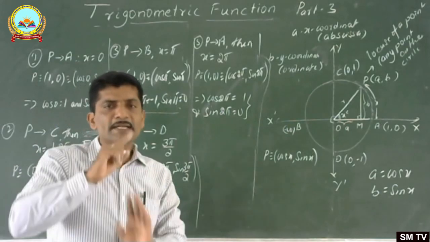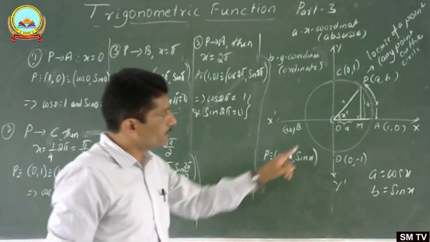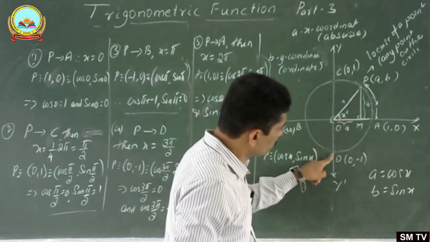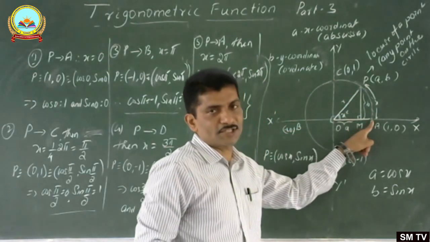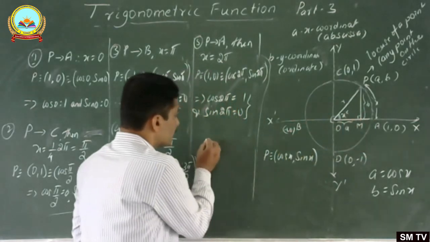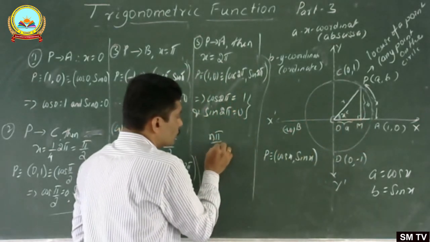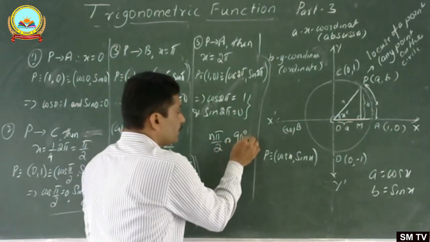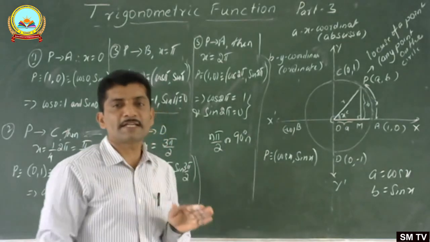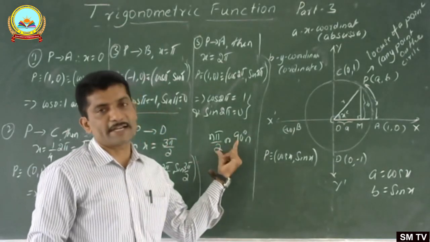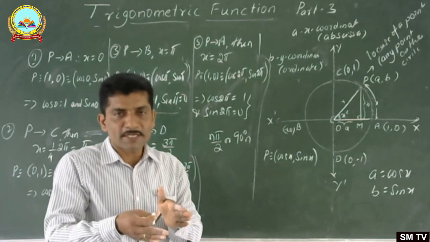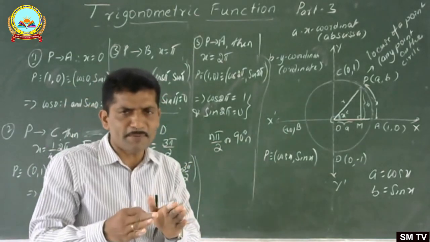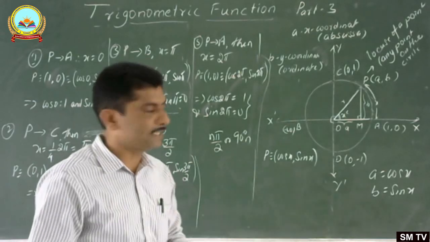In one complete revolution, the angles at the points 0, pi by 2, pi, 3 pi by 2 and 2 pi, or 360 degrees, these angles, remember, n into pi by 2, or you say n into 90 degree, multiples of 90 degree, are called the quadrant angles. You know the trigonometric ratios of quadrant angles in sine and cos. Only remember the quadrant angles in sine and cos.